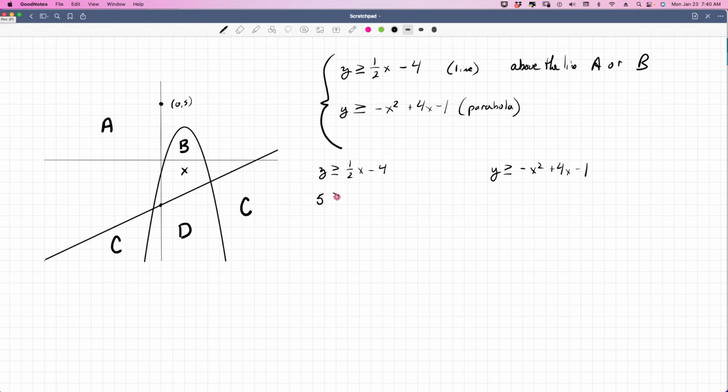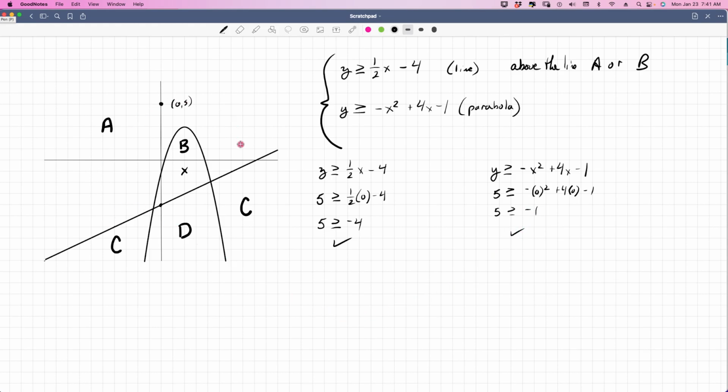So 5 is greater than or equal to 1/2 times 0 minus 4. 5 is greater than or equal to -4. So that is true. So it's true for the line. Let's see if it's true for the parabola. 5 is greater than or equal to -0 squared plus 4 times 0 minus 1. So that's going to be 5 is greater than or equal to 0 plus 0 minus 1, -1. True for that one also.